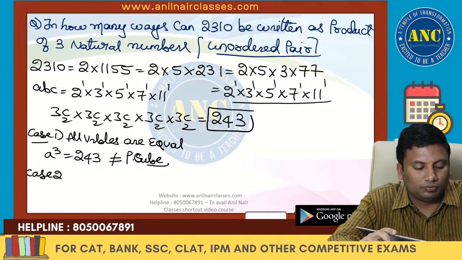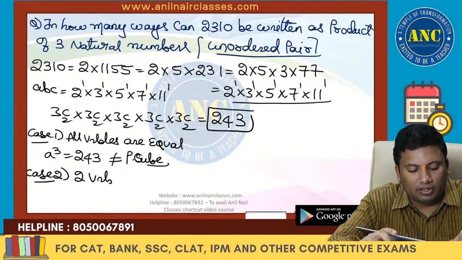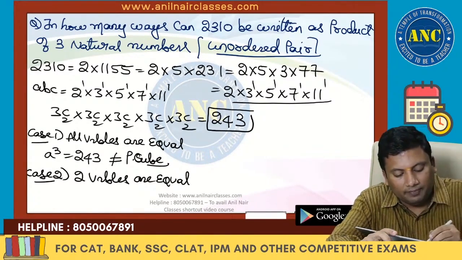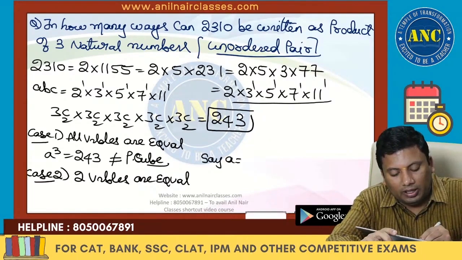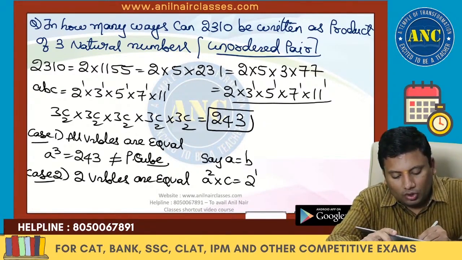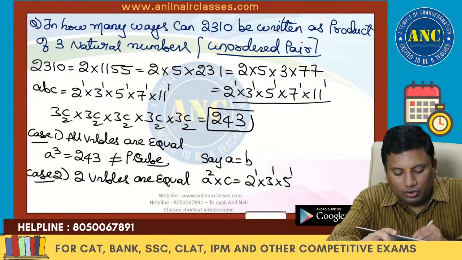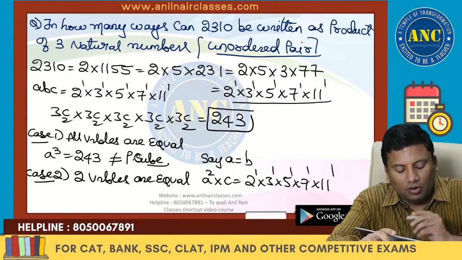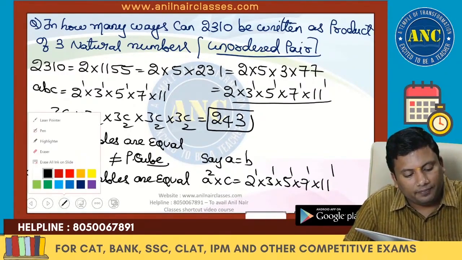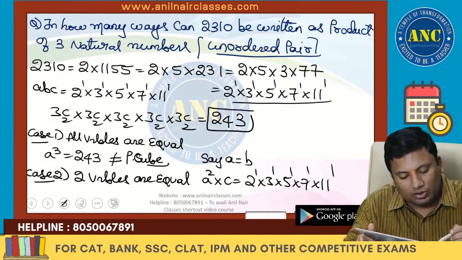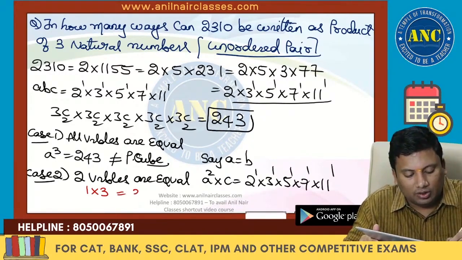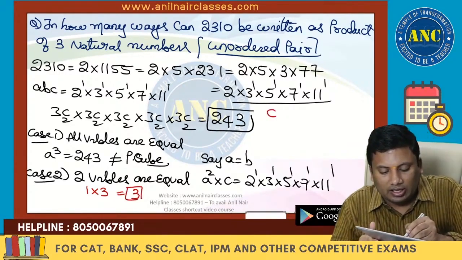Case number 2. Two variables are equal. If two variables are equal, say A is equivalent to B. This is nothing but A square into C is nothing but 2 into 3 into 5 into 7 into 11. Power should be an even. Only one number I will get. What is that number? 1. So 1 into A equivalent to B, B equivalent to C, C equivalent to A. 1 into 3, 3.